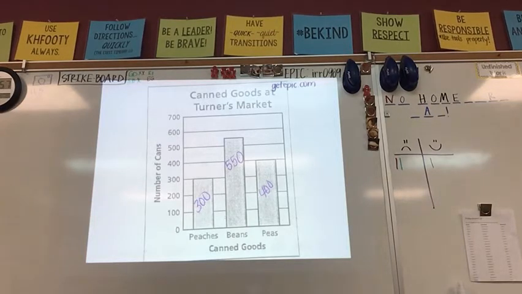Because I don't think you're even going to need to write this equation out to solve. I think you guys can do this one in your brains. Listen carefully. How many more cans of beans are there than peas? I think you guys can do that math in your head.